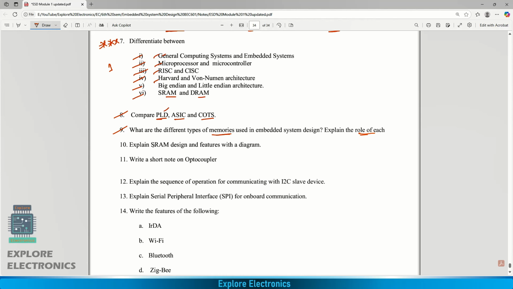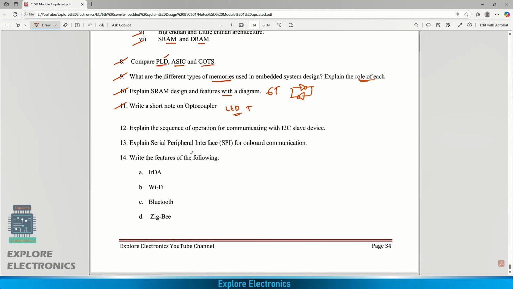You need to understand them. Explain the role of each, where it will be used and how. Explain SRAM design and features with a diagram. You need to explain the 6T cell, and the arrangement of it with respect to the 2 inverters connected back to back. Then the optocoupler connecting an LED and a transistor is a diagram you need to write and explain. The sequence of operations of I2C, there are some 10 to 11 points there: SCL, SDA, how there will be a start bit and stop bit, the data communication, and how the acknowledgement will be. All those things need to be explained.